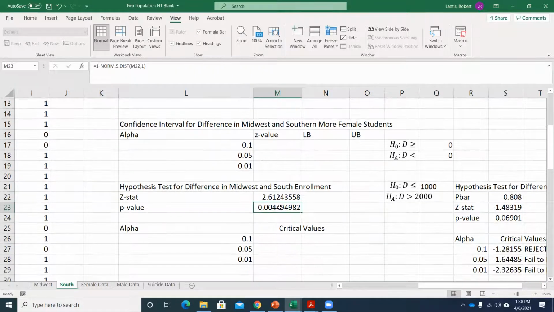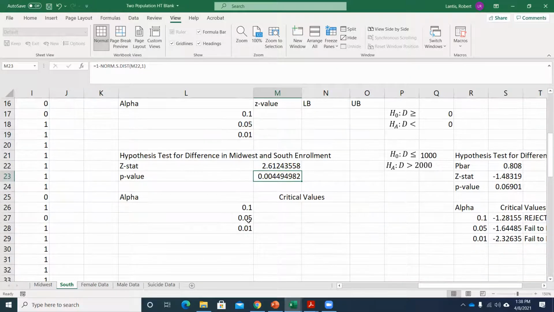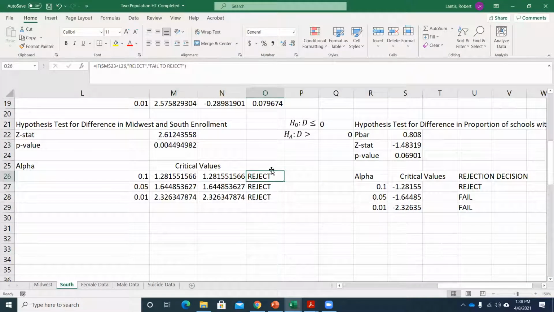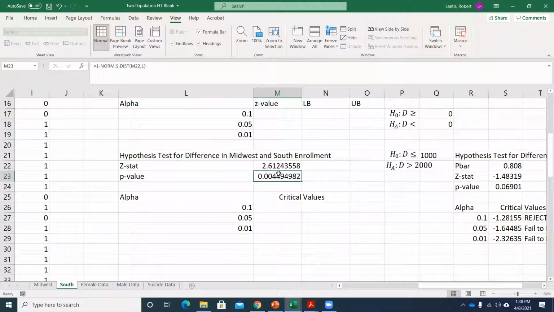So, if we look at this, what levels am I going to be rejecting at? It's kind of easy to see on this one. My p-value is 0.004, so is that less than 0.1? Yep, so I can reject. Is it less than 0.05? Sure is, so I can reject. Is it less than 0.01? Sure is, so I can reject. I don't think we're going to get quite enough time today, but if we do, I'll show you how to use these if statements to put those words in there again. But just looking at this, it's very easy to see what our rejection decisions are right now.